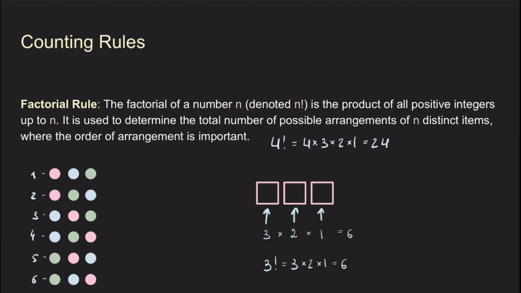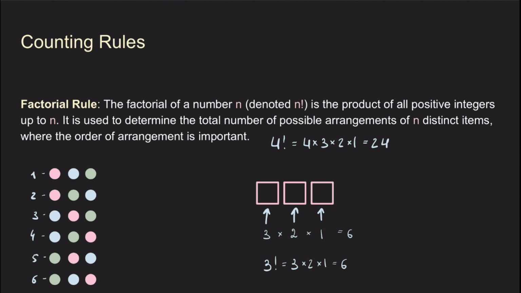Next, we have the factorial rule. We define the factorial of a number n as the product of all positive integers up to n. For example, 4 factorial equals 4 times 3 times 2 times 1, which is 24. Factorials are very important in counting because they help us calculate permutations and combinations that we will discuss later.